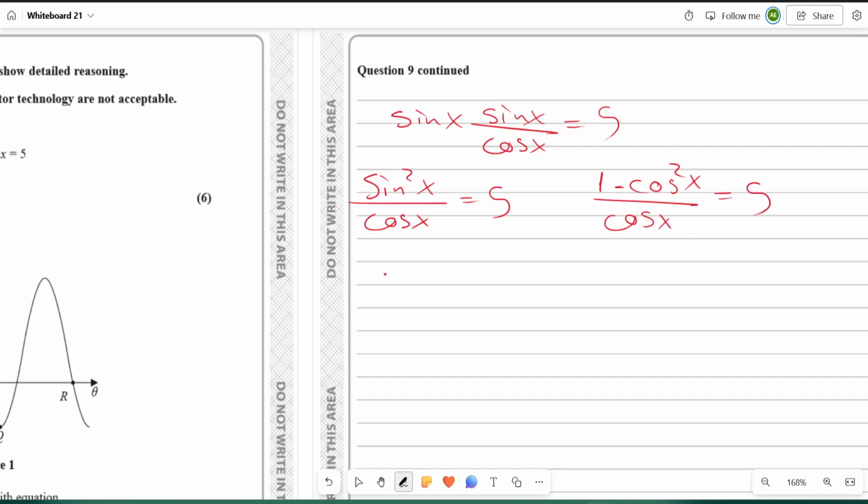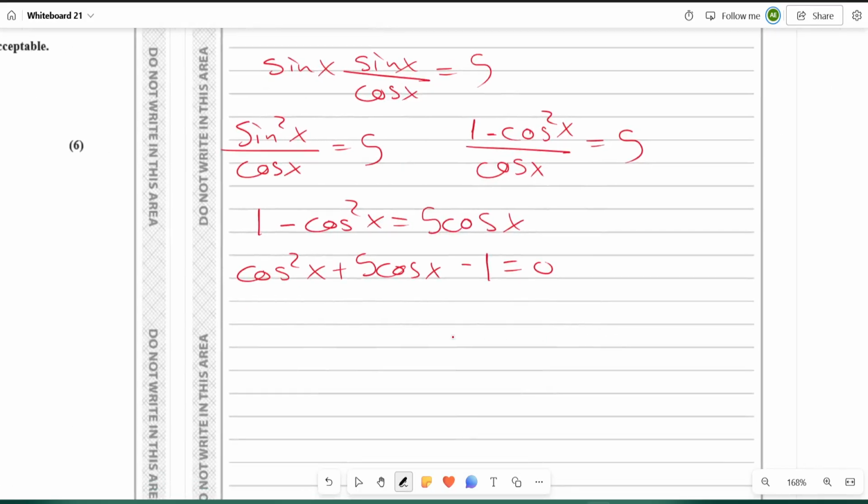So I'm going to multiply cosine x to every side. So 1 minus cosine squared of x equals 5 cos x. Move everything to the right hand side to have this term as positive. You guessed it, now it's quadratic. So cosine squared of x plus 5 cosine of x minus 1 equals 0. I'm going to solve this in the quadratic way.